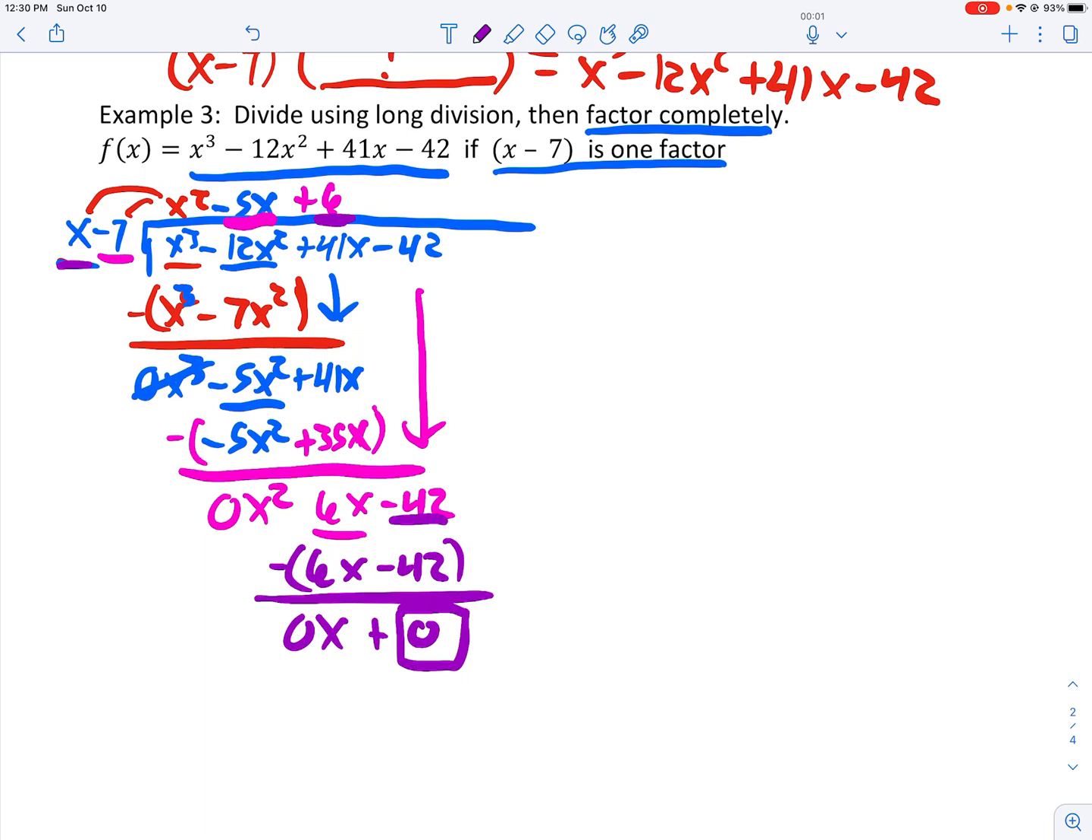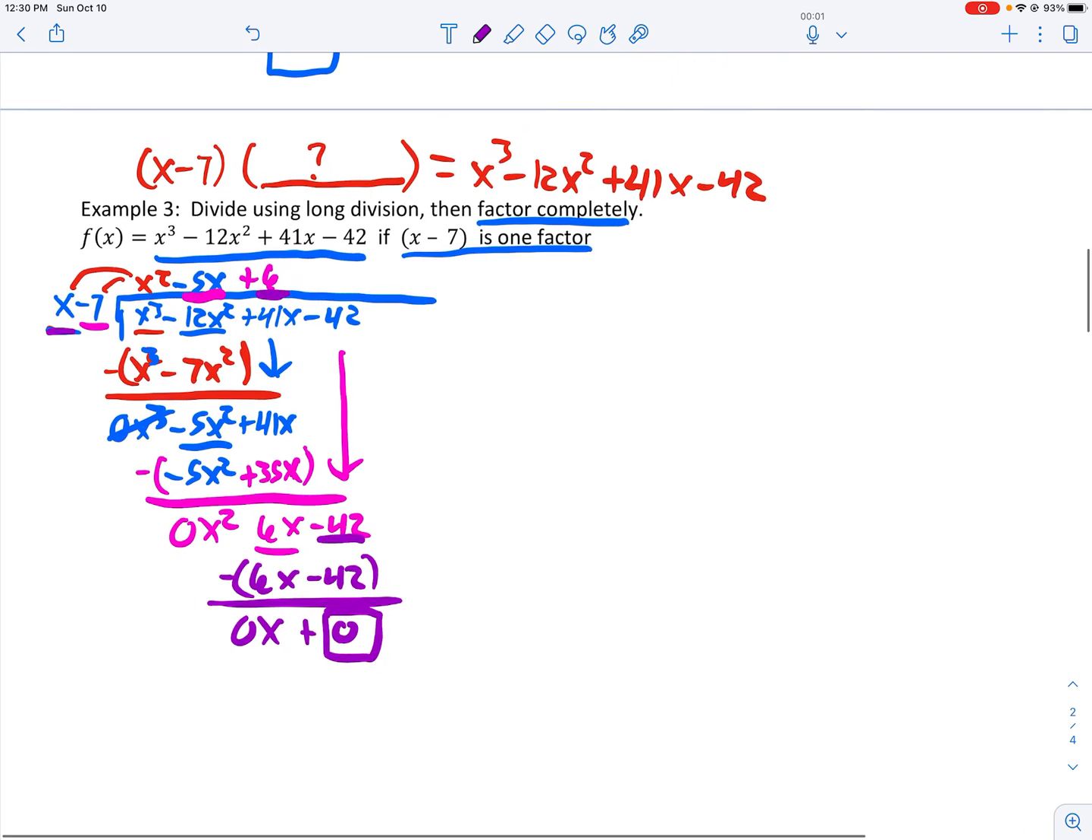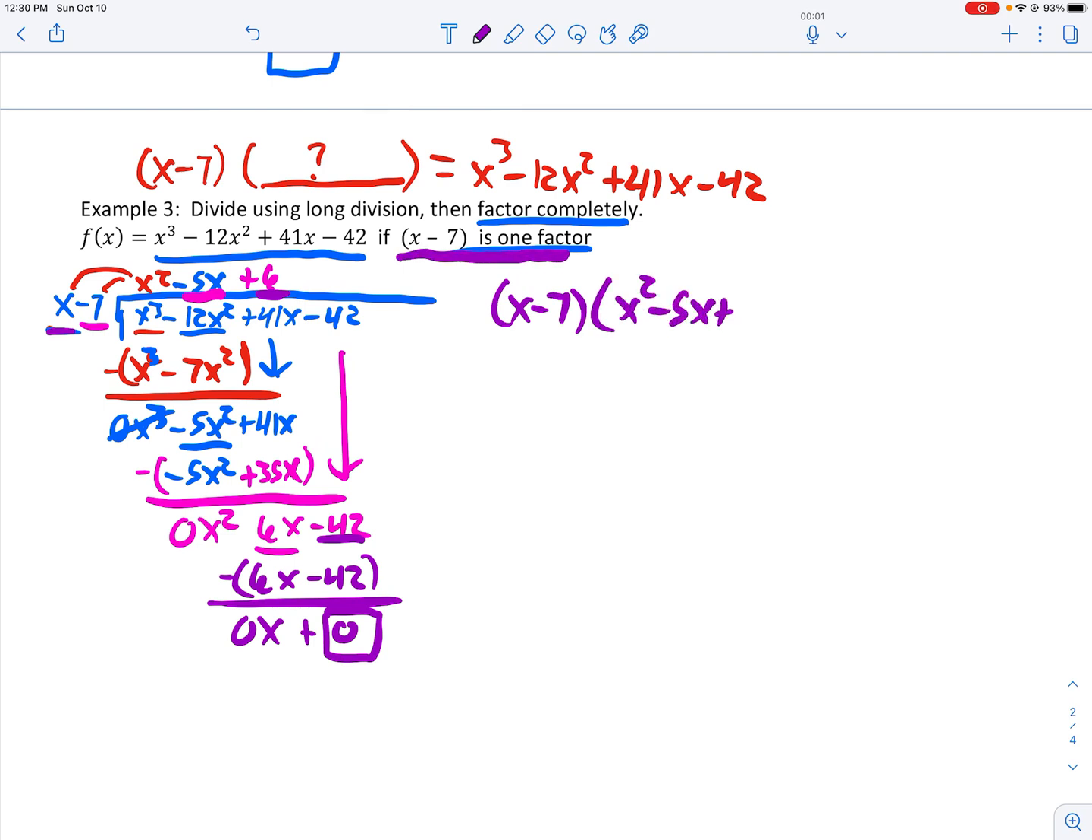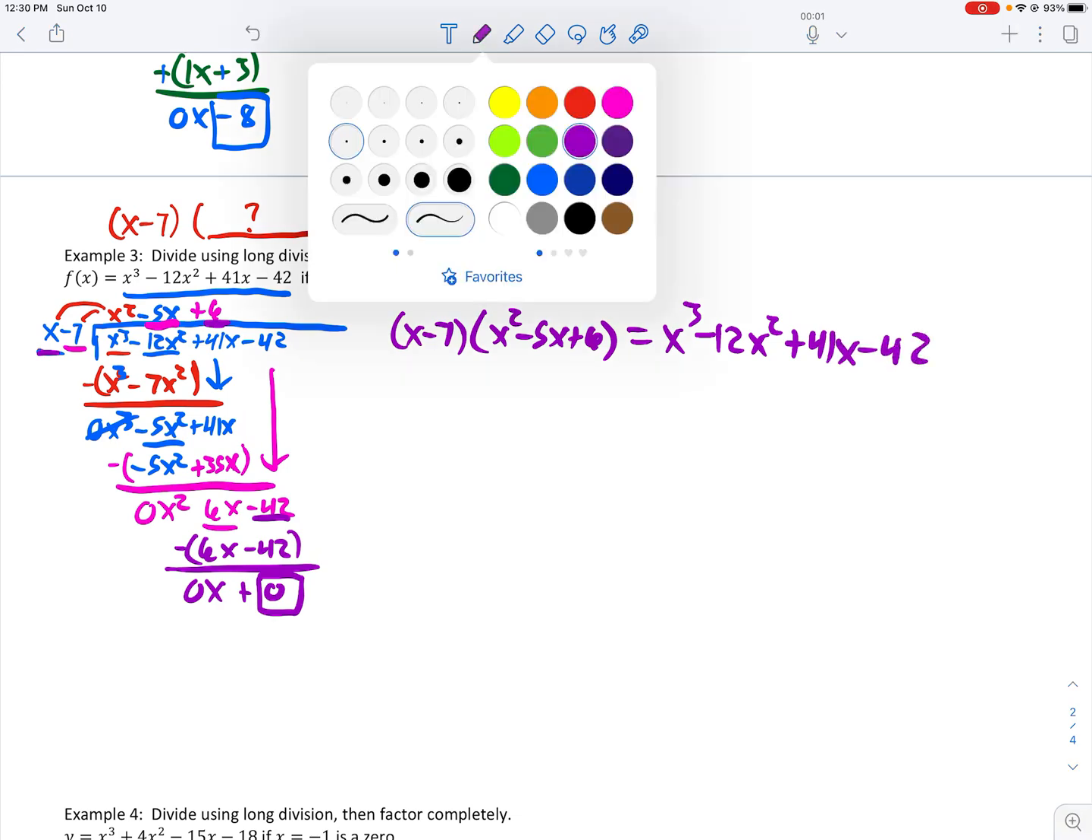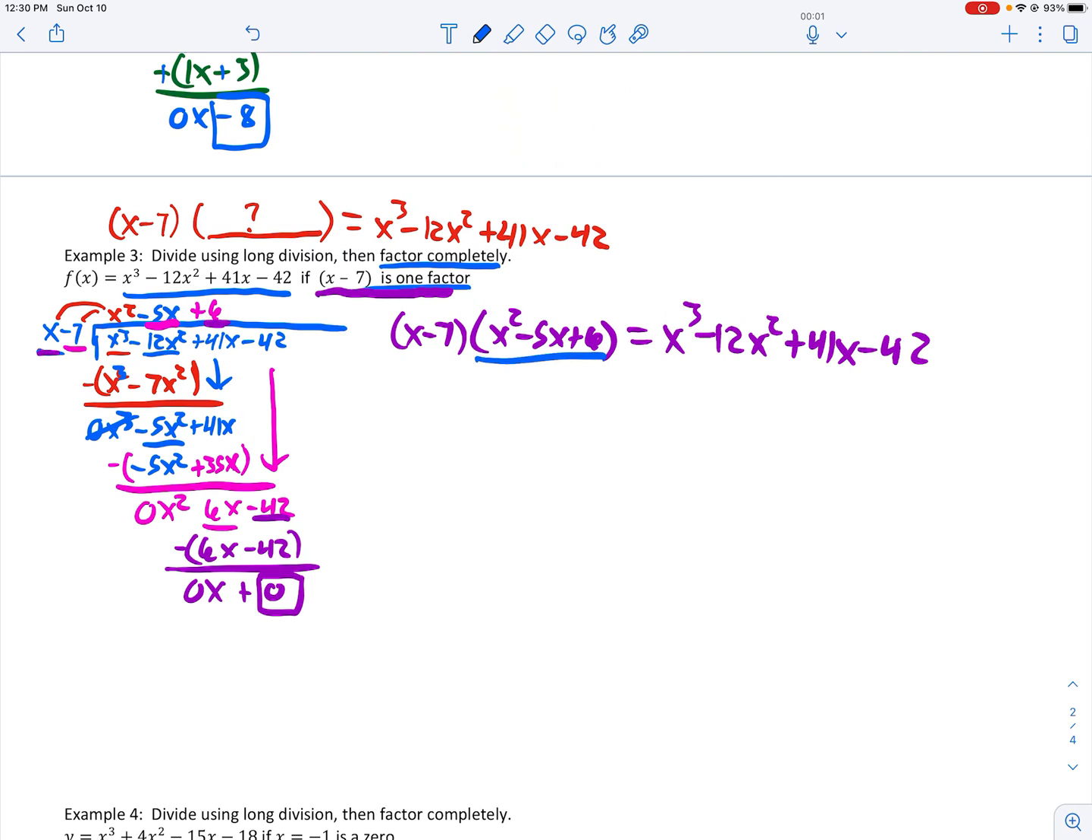My remainder is 0. So what I just figured out is that x minus 7, the factor I started with, times x squared minus 5x plus 6, equals my large polynomial that we started with. So I use division to find this trinomial that I can now factor.